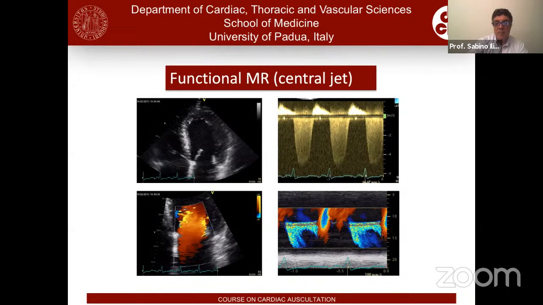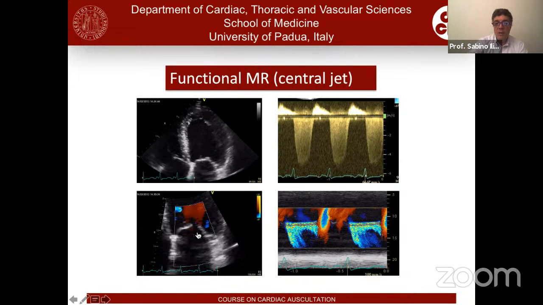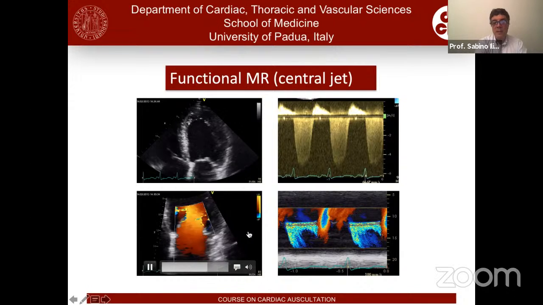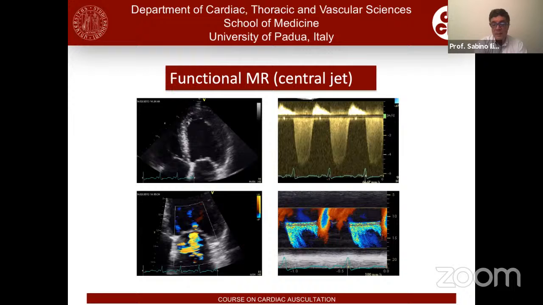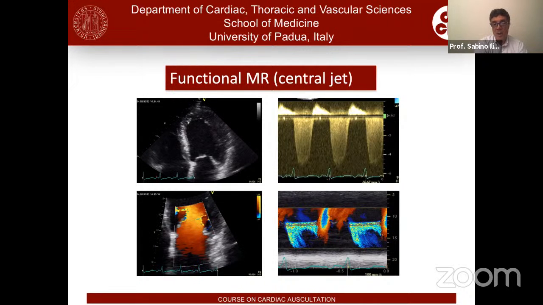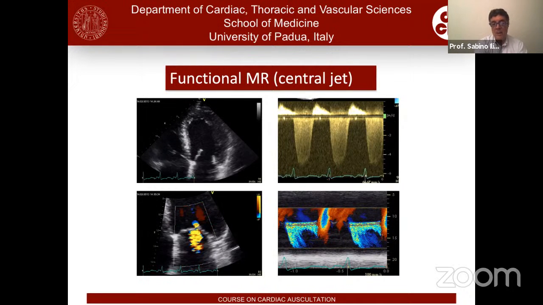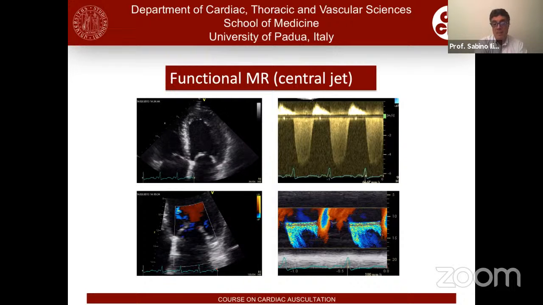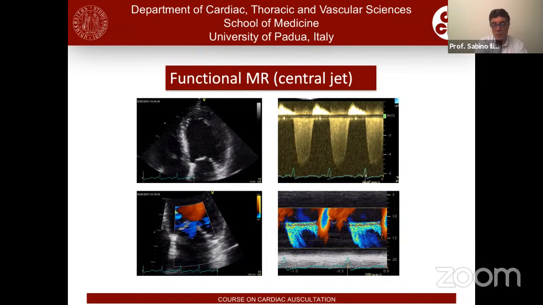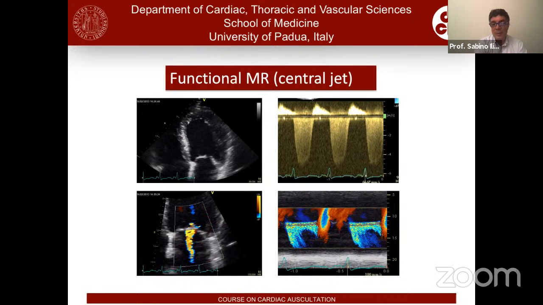So this is an example in which the regurgitant murmur is central. A murmur such as this one does not irradiate. A murmur such as this one is mainly heard at the apex. A murmur such as this one does not produce sound outside the mitral area.